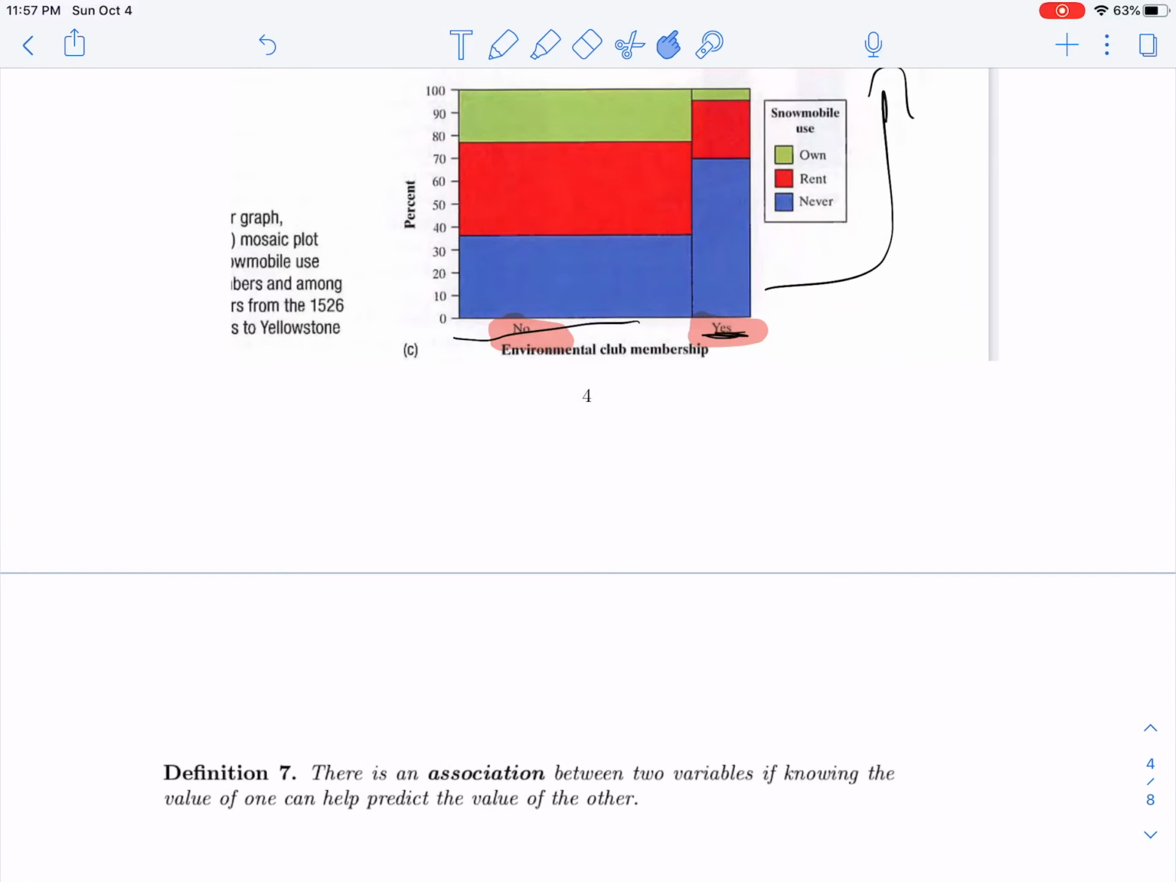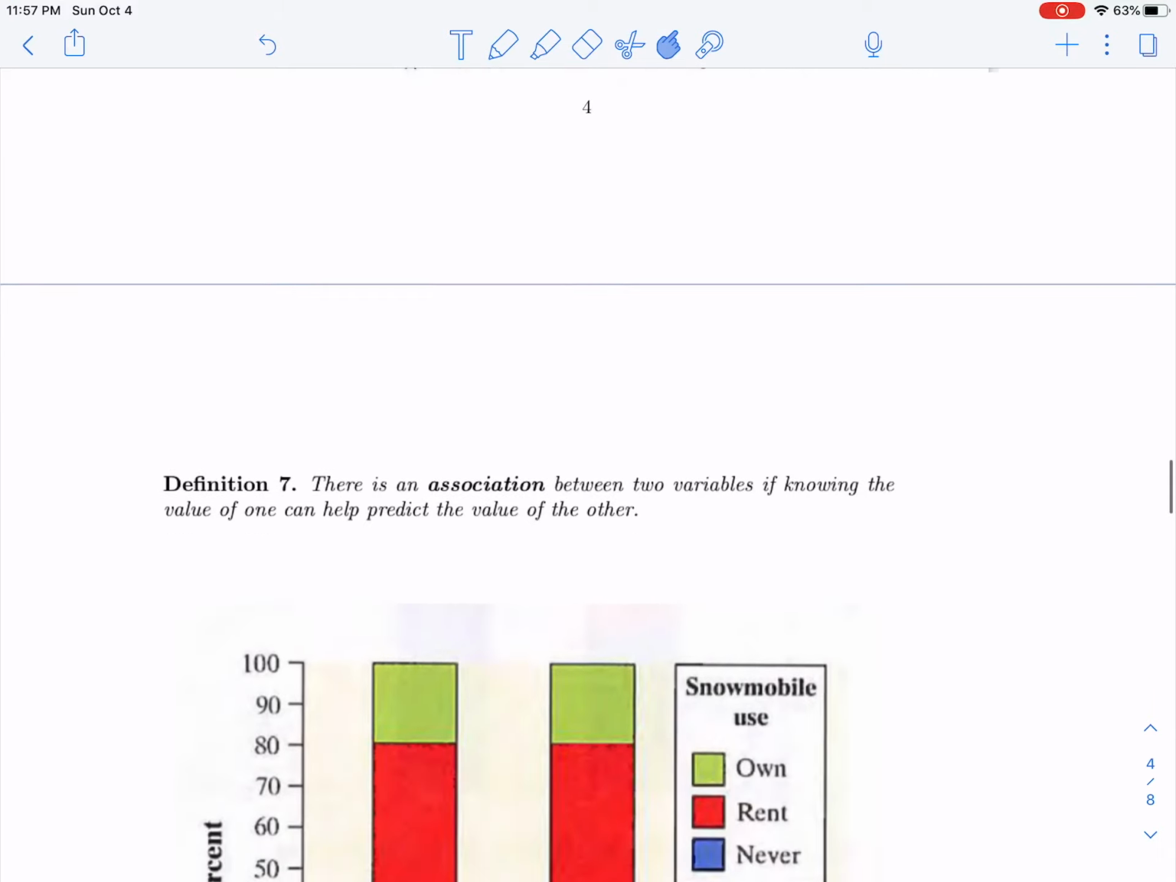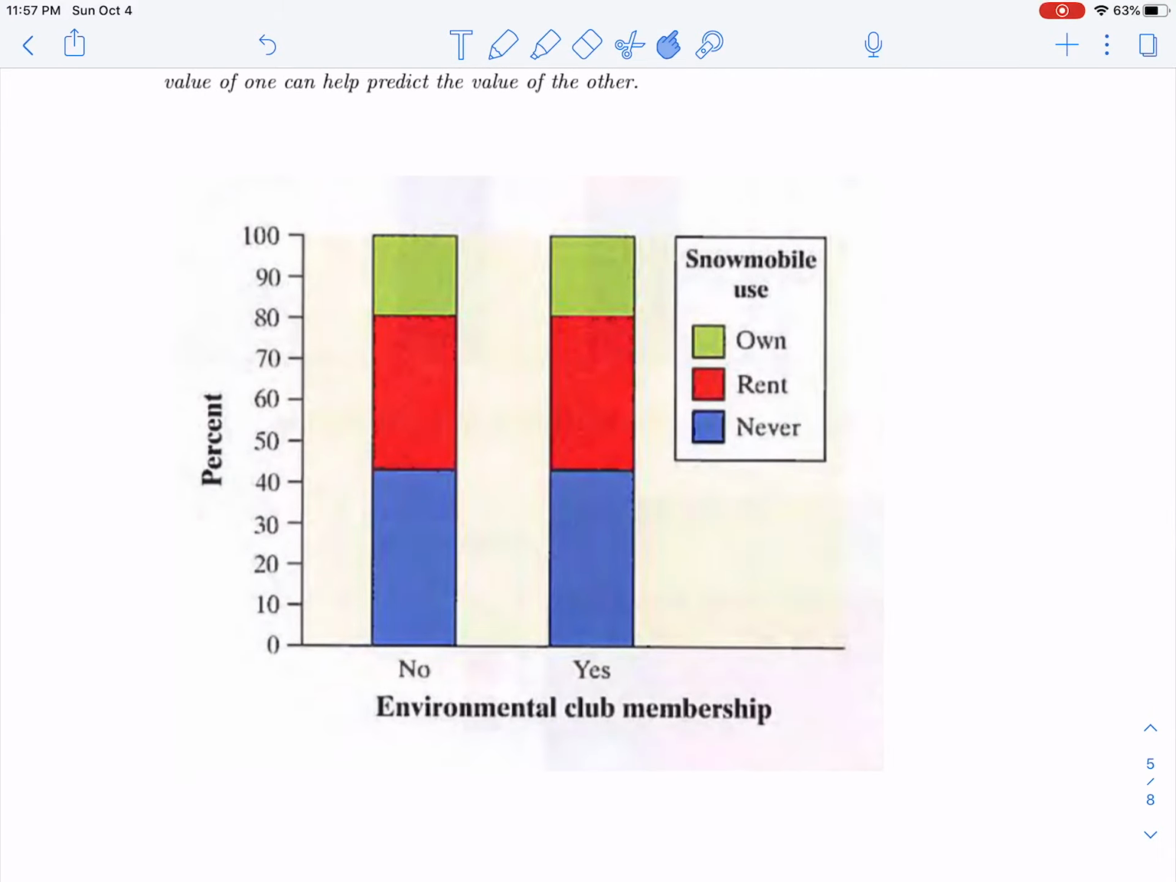If we were to look at our, say, stacked bar graph, we can see here that this would be an example of there being no association, because the bar graphs are exactly the same. So knowing the answer to whether or not you're in the club does not tell you anything about these graphs. Okay, so some simple graphical information for statistics.